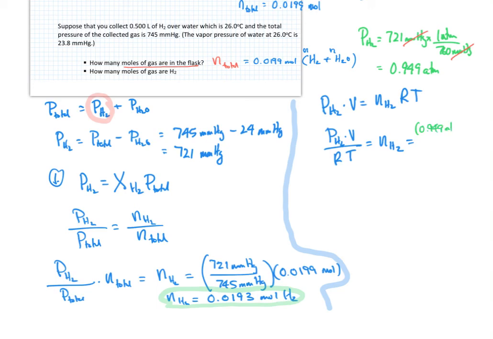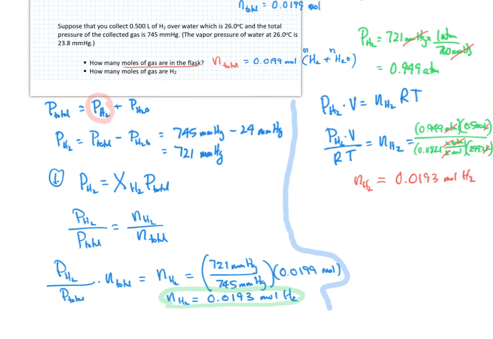All right, so now we're going to plug into our PV equals nRT. 0.949 atmospheres times 0.500 liters divided by 0.0821 liter atmosphere per Kelvin mole times 299.2 Kelvin. Atmosphere cancels atmosphere, liter cancels liter, Kelvin cancels Kelvin, and we're going to be left with moles. And when we do all that, the number of moles of hydrogen also equals 0.0193 moles hydrogen.